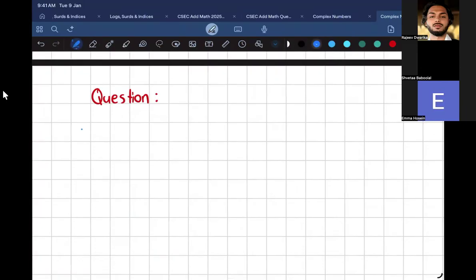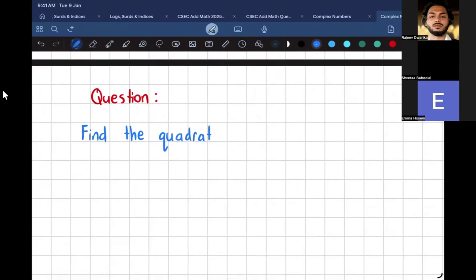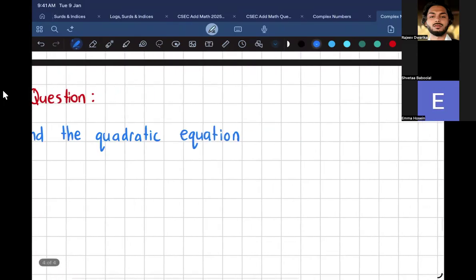Right. Find the quadratic equation whose roots are 3 plus or minus 2i.